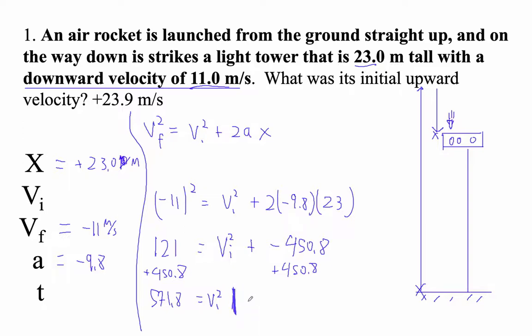So therefore, the absolute value of the initial velocity, because remember, we will never know if the initial velocity was negative. Actually, we do know it was positive, right? But mathematically speaking, I'm going to take the square root of this. I get 23.912 meters per second. Okay, so this is positive 23.9 meters per second. You don't have to say positive. Positive is implied. There you go.